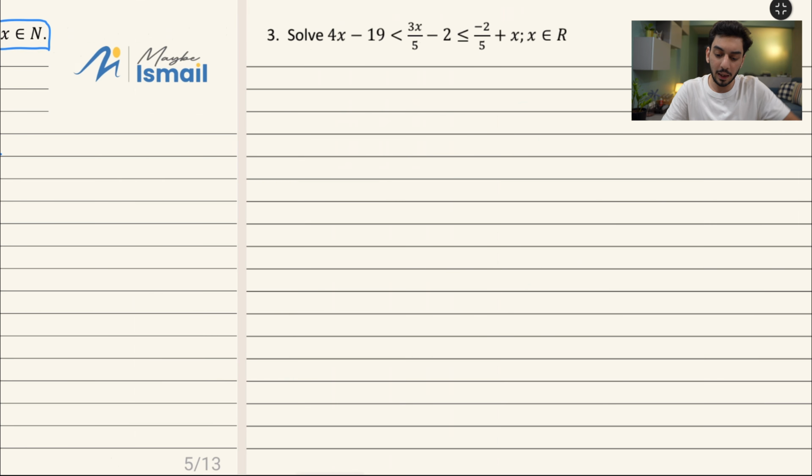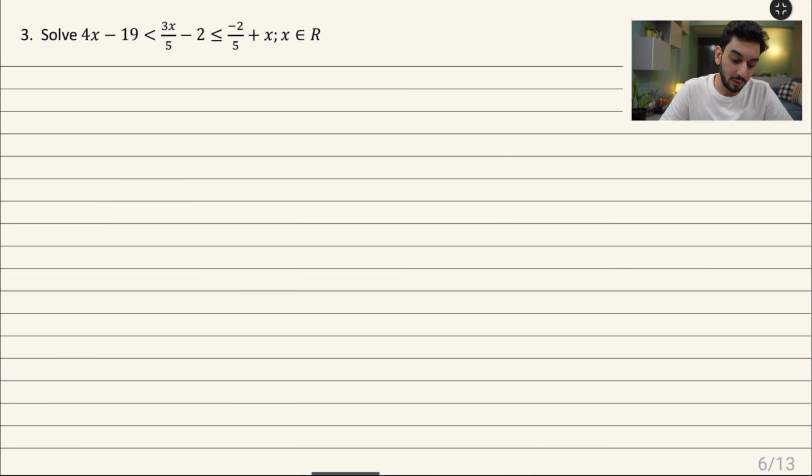Okay, let us move ahead to the next question. Now this one says solve this. These are two inequations that are given to us. Why did I pick up this question? Because there are fractions in between them. Okay, let's solve. Again the same pattern.